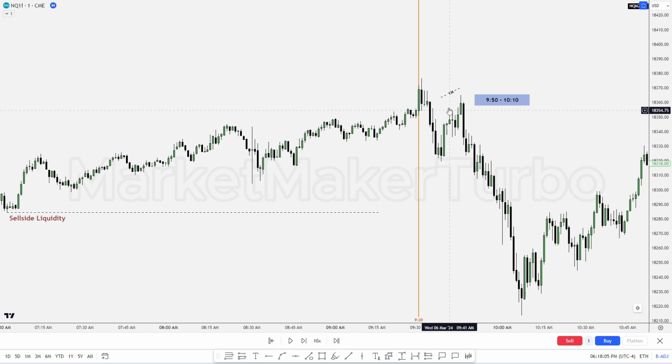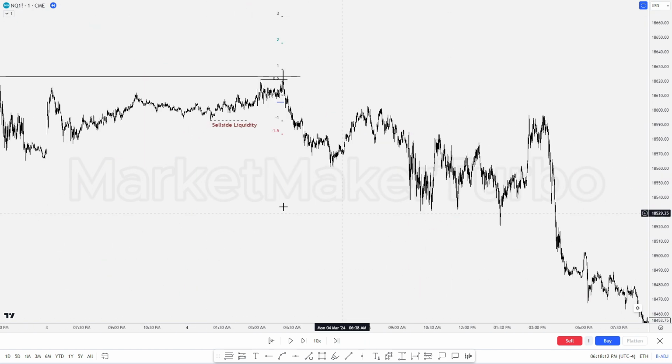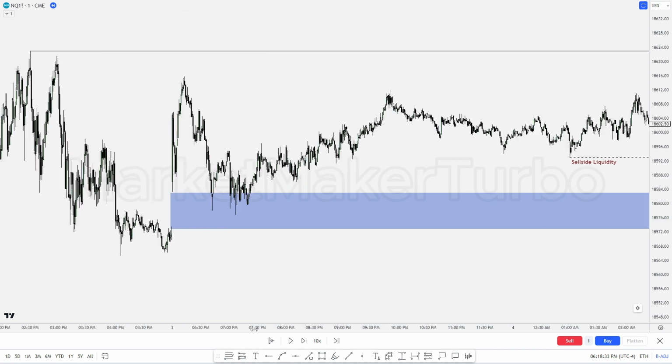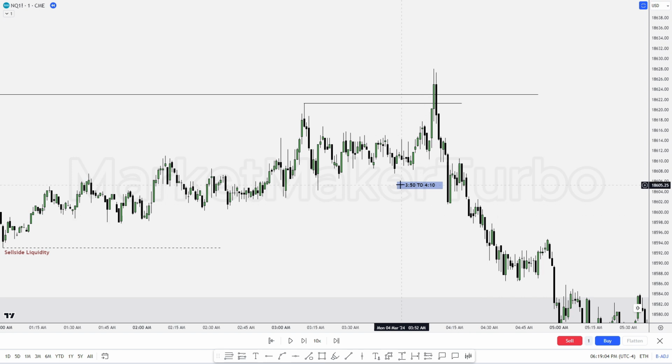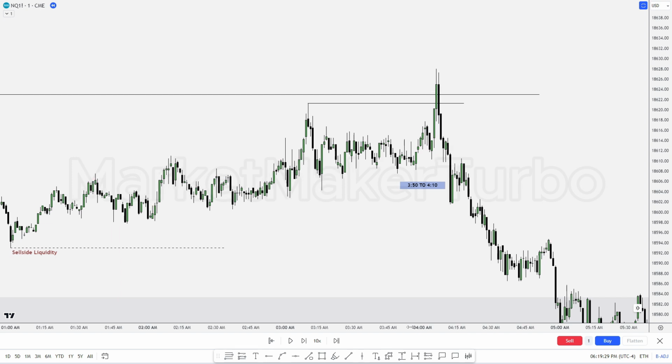This would be case 2. This is a 350 to 410 macro. And ICT did tell you guys what macros were. I'm not going to be the one to reinvent the wheel. If you really want to know what macros are, follow his content. Don't type in the comments that these are not macros. You don't know what a macro is. Go watch his 2023 mentorship. Learn what a macro is. So 350 to 410 macro.